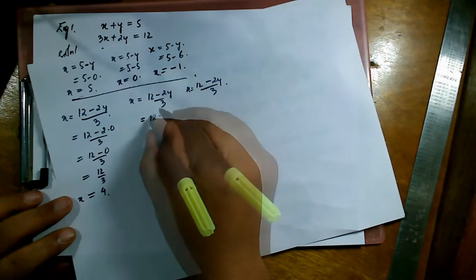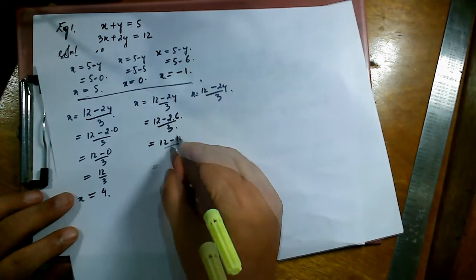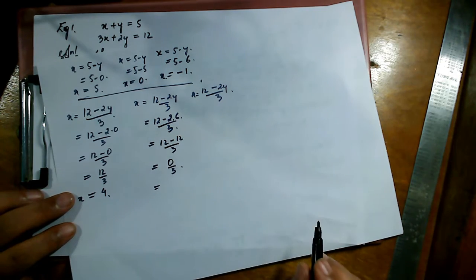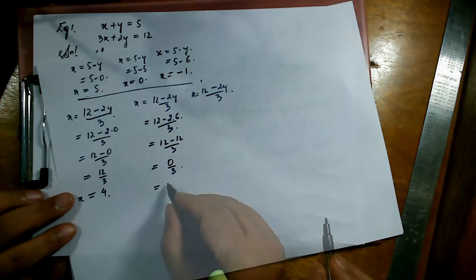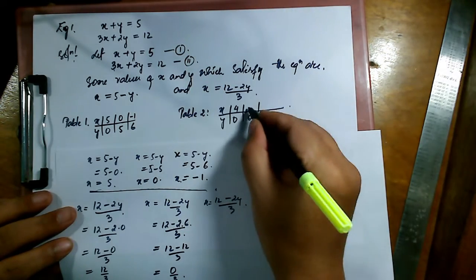Now again, let's take a bigger number. Let's try 6. 2 into 6 is 12. 12 minus 12 gives 0, and 0 divided by 3 is 0. So when y is 6, x is 0.